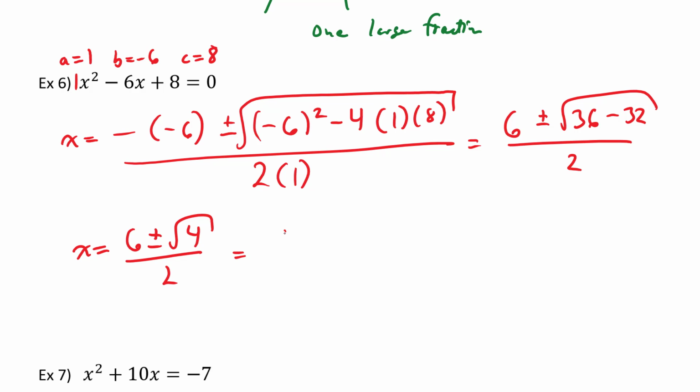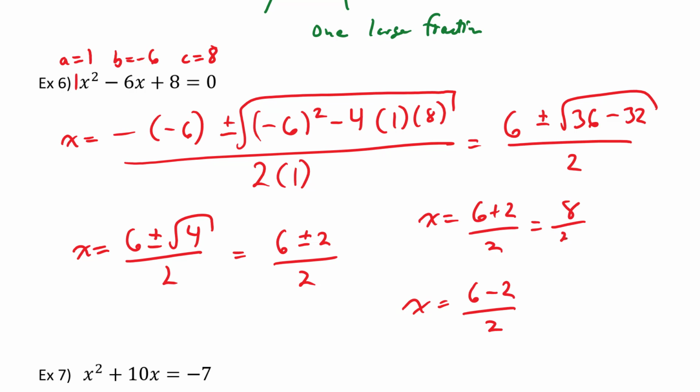I can work this out. 6 plus or minus 2 over 2. So I get x is equal to 6 plus 2 over 2, and I get x is equal to 6 minus 2 over 2. 8 over 2, which is 4, and I get 4 over 2, which is 2. So you can see the solution to this quadratic equation, we get 2 correct solutions, both 4 and 2.